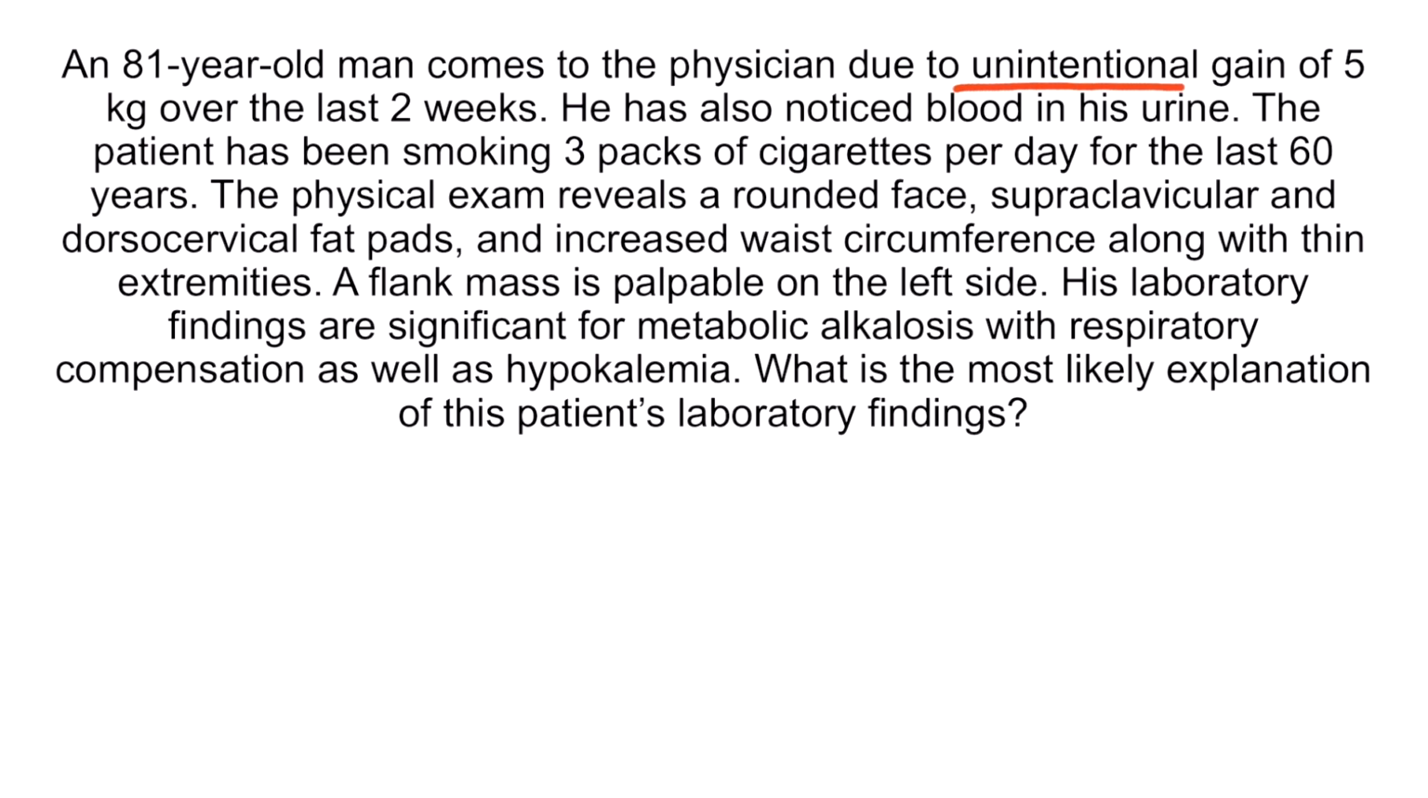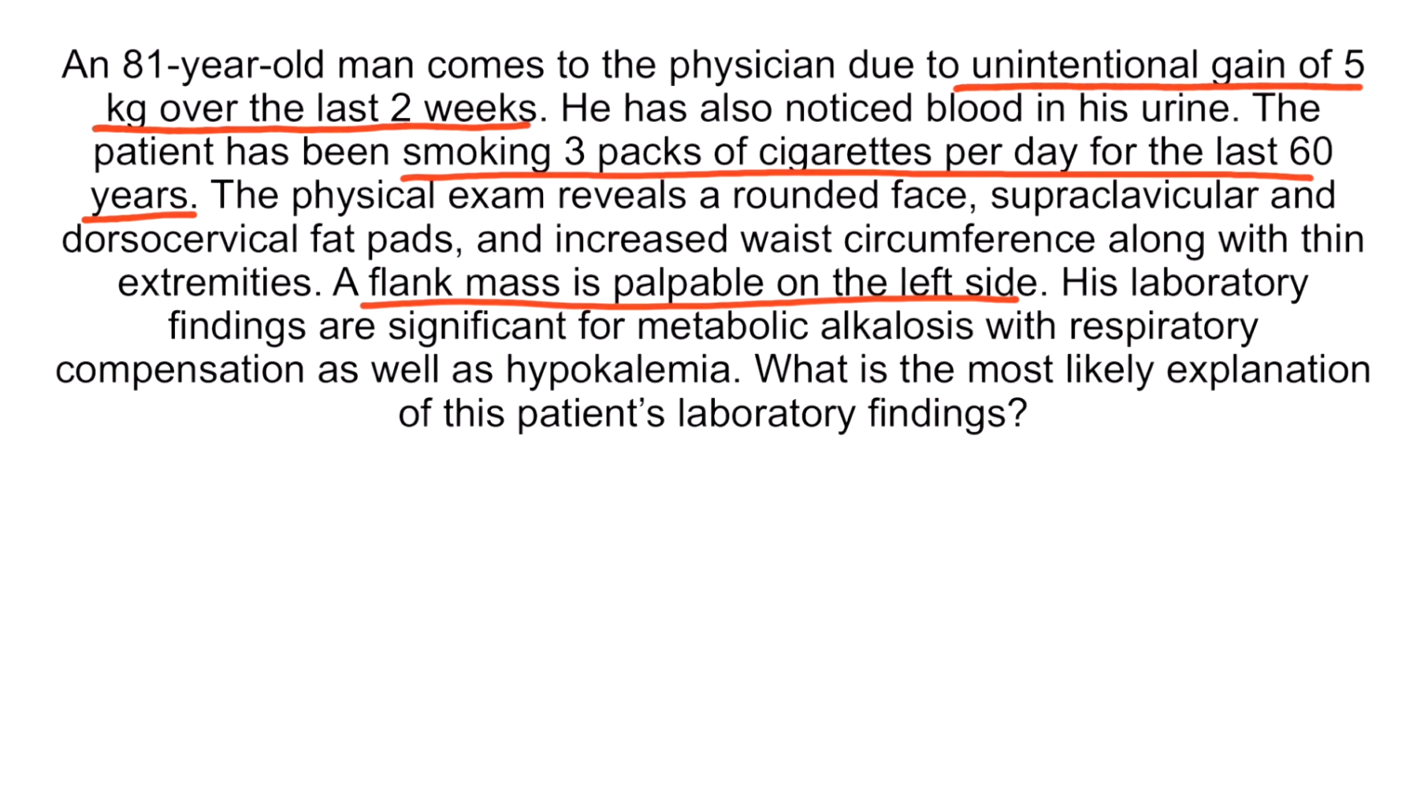This patient presents with unintentional weight gain. He rapidly gained 5 kilograms over 2 weeks. A flank mass is palpable on the left side. This presentation in the setting of extensive smoking history is most consistent with renal cell carcinoma. Renal cell carcinoma can produce ACTH, resulting in Cushing syndrome as its paraneoplastic phenomenon.